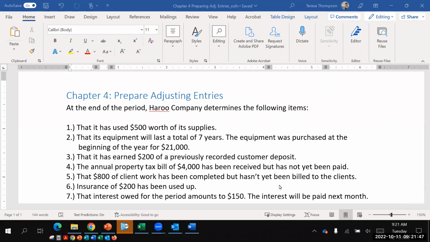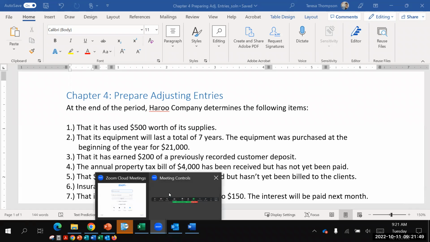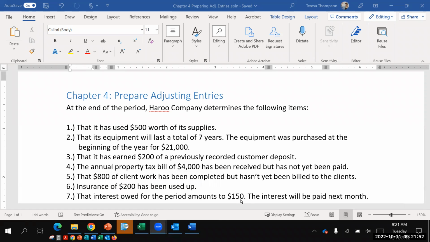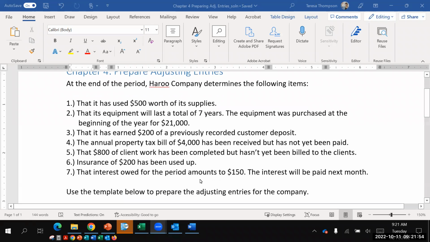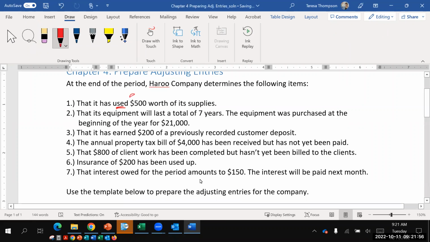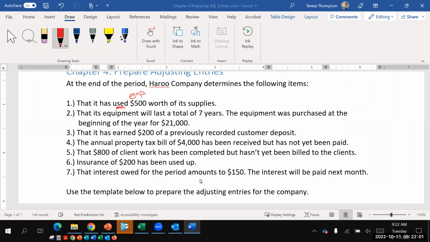All right, let's work through Haroo Company. Supplies used. When you see used, you think expense. And actually what I might do first is go through and identify if it's a deferral or an accrual item. Why not? Good practice. Supplies, if you see supplies, deferral. Equipment, deferral. Earned of previously customer deposit, that's unearned revenue, so deferral.